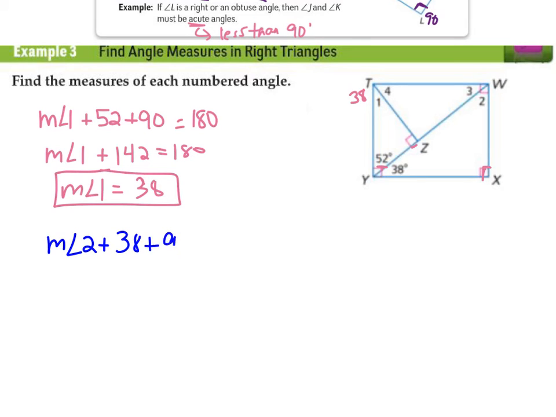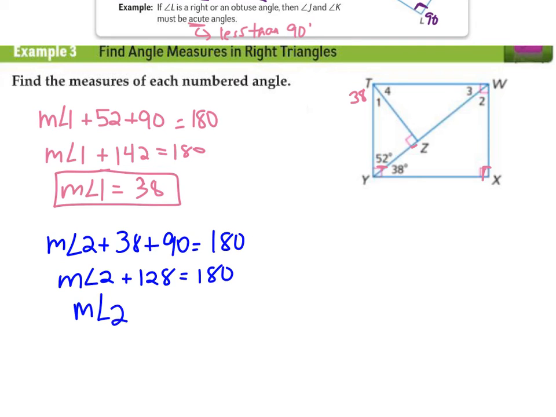And then we're going to add 2 to the angles that we already have. 38 and 90, remember, is a right angle. These all have to add to 180. Right, so angle 2 plus 128 equals, again, 180. Leaving us with an angle measurement of 52. Okay, so angle 2 is 52 degrees.